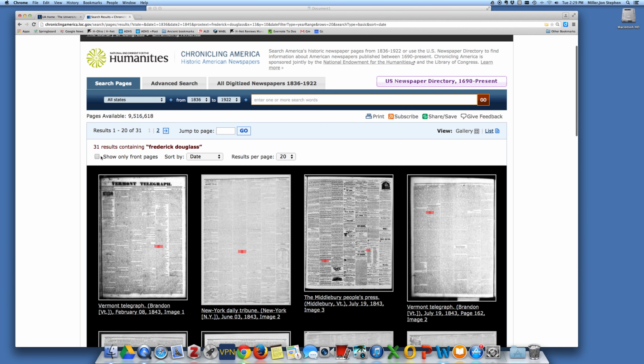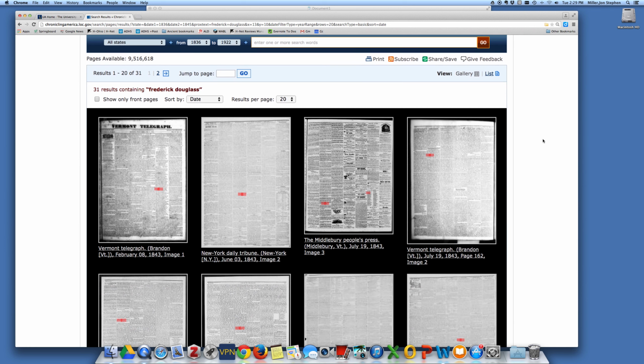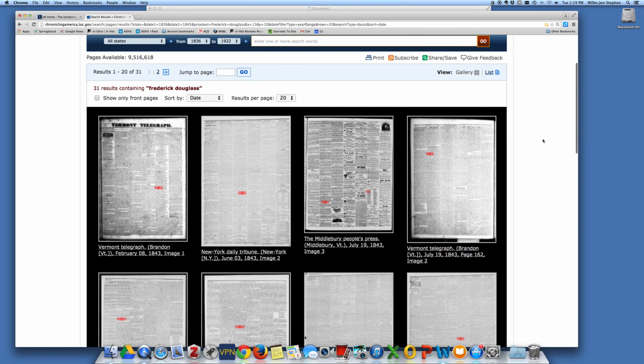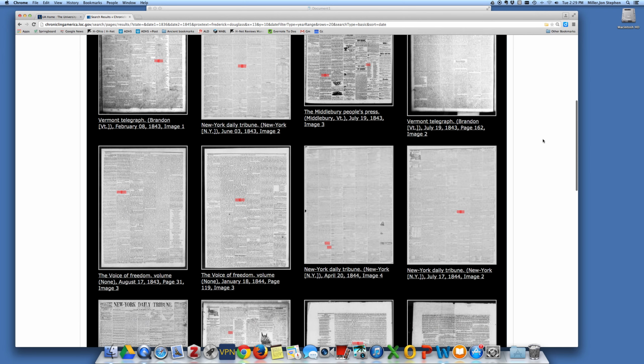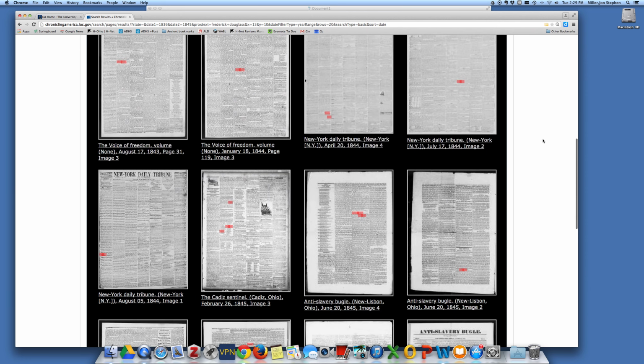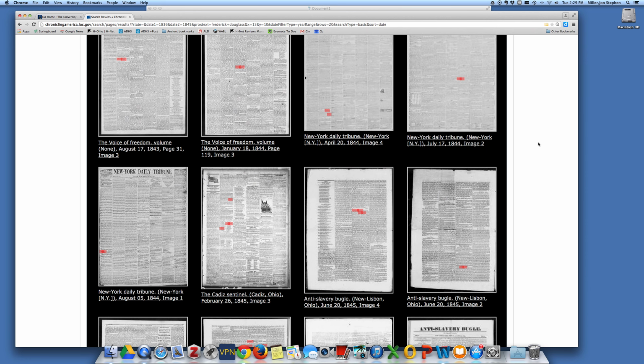You can also click Show Only Front Pages. Most of these newspapers from before the Civil War are 4 pages. It's one big sheet of paper printed on both sides and folded in half. Some of them might be longer, but that's what I would expect. You're looking at a newspaper from this time, it's not going to have that many pages.